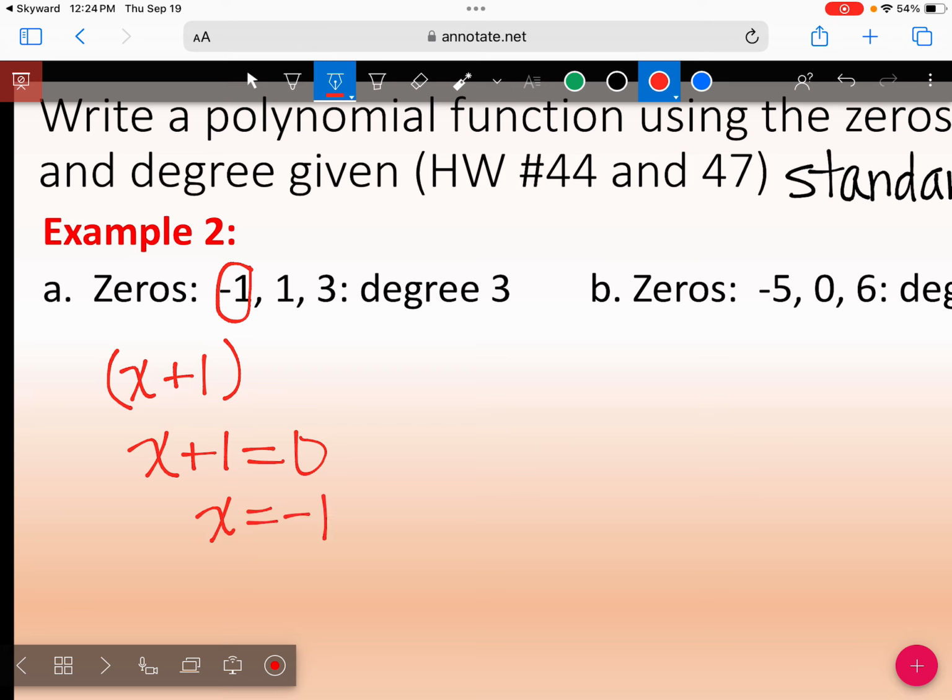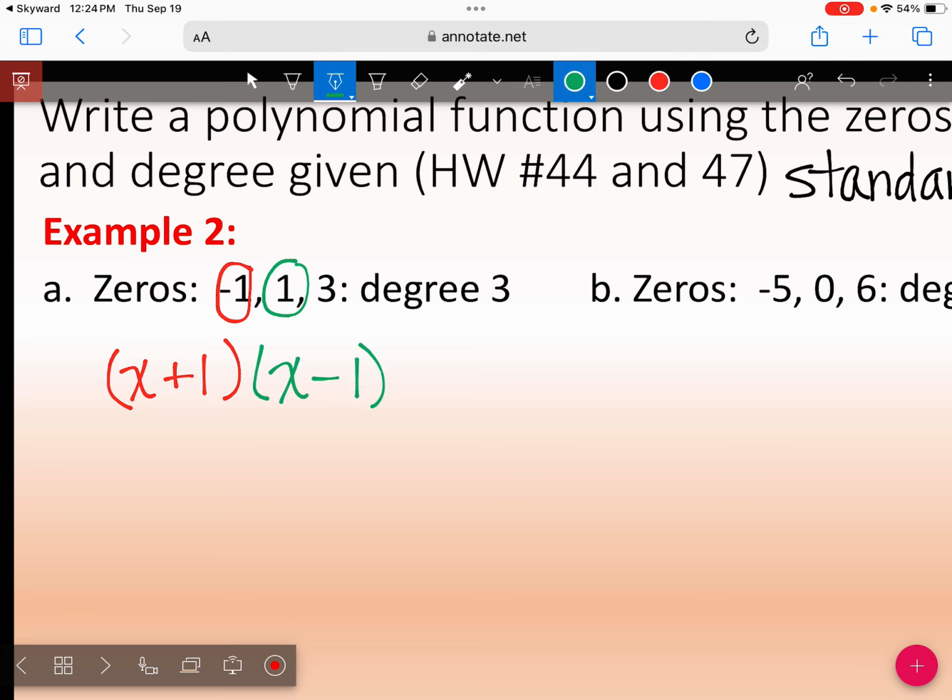Yeah. So your factor is always the opposite sign. So when you're writing it as a factor, it's always going to be the opposite sign. So for the -1, write a factor of x plus 1. For positive 1, my factor will be x minus 1. And for positive 3, what's my factor? X minus 3. Now we need to multiply these together.